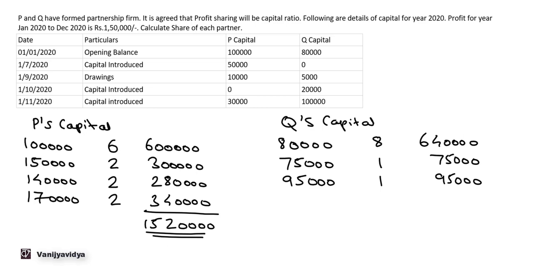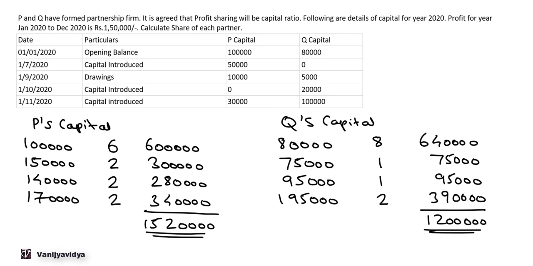Then on 1st November 2020, 1 lakh was introduced. So 95,000 plus 1 lakh, so 1,95,000. So this 1,95,000 was there till the end of the year, that is 31st December. So from 1st November to 31st December, that is 2 months. So that comes to 3,90,000. So the total of this is 12 lakhs.